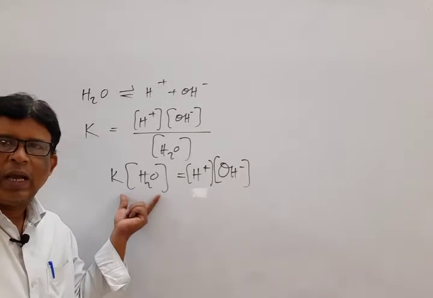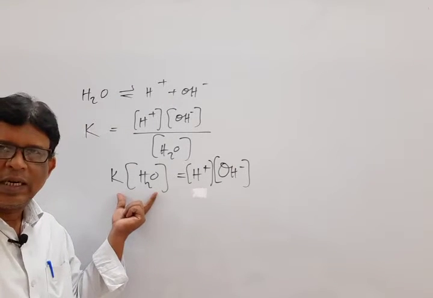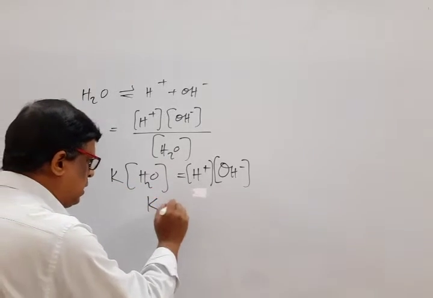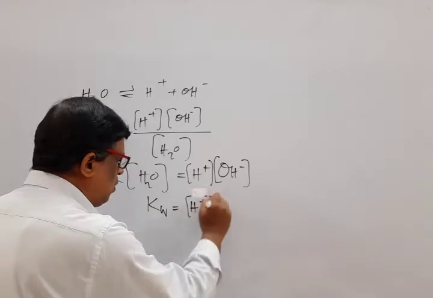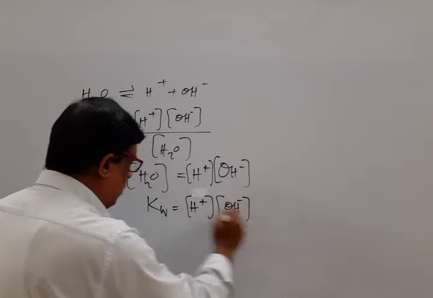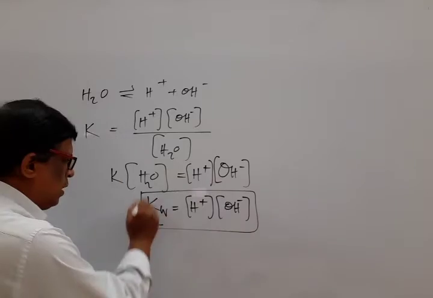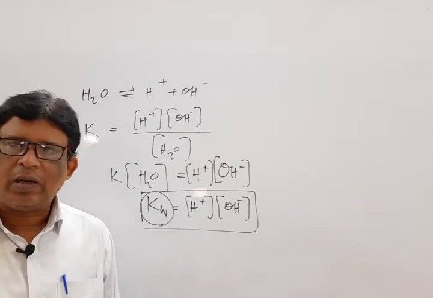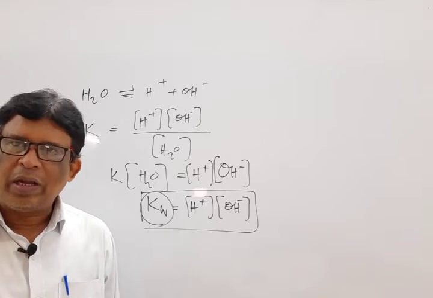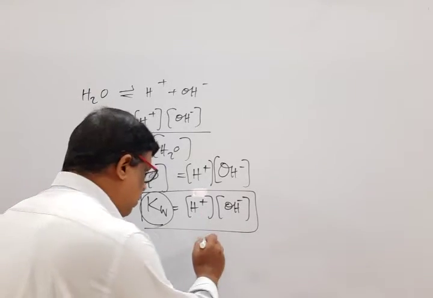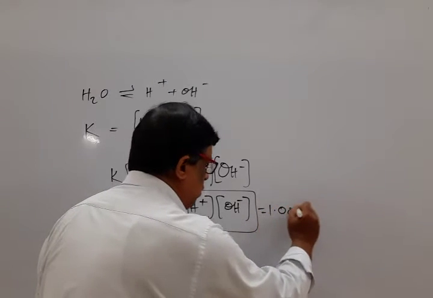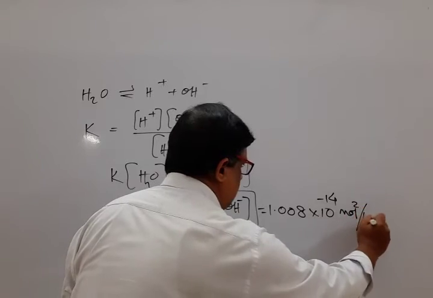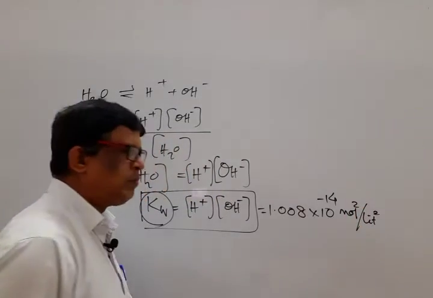As it is a weak electrolyte, its concentration remains constant. So constant into constant, another constant, that is Kw, is equal to H plus ion concentration and OH minus ion concentration. This constant, Kw, is otherwise known as the ionic product of water. And at room temperature, its value is found to be 1.008 into 10 to the power minus 14 moles square per liter square.